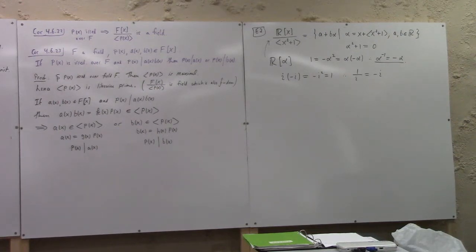Number three: a, with a not equal to 0, is prime if a divides bc implies a divides b or a divides c.